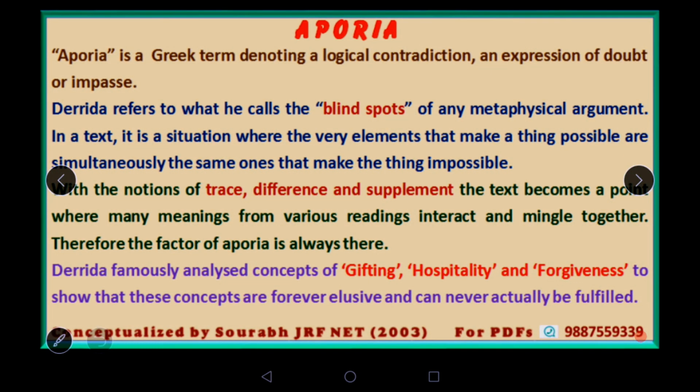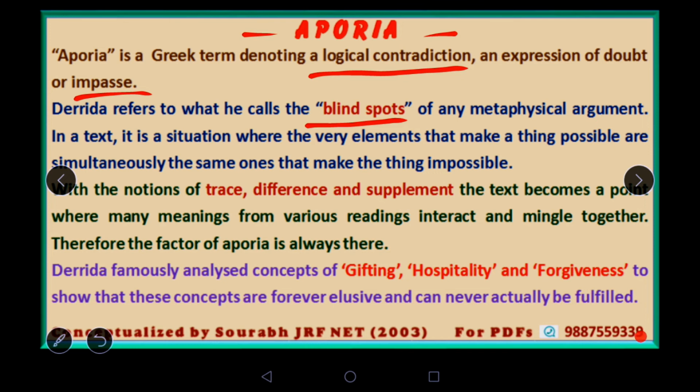Okay, the next term which we are going to discuss is aporia. It is one of the much discussed terms of deconstruction. Aporia is basically a Greek term which denotes a logical contradiction, an impasse, where we say that we have reached a situation where it cannot be further debated, or we have reached a dead end. Derrida refers to what he calls the blind spots of any metaphysical arguments.